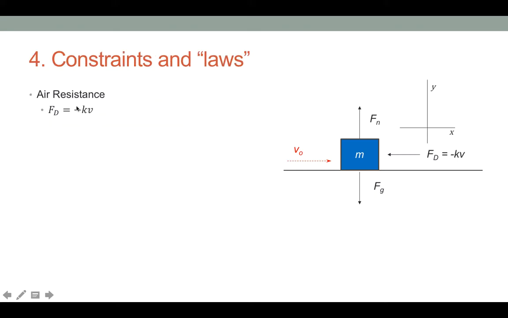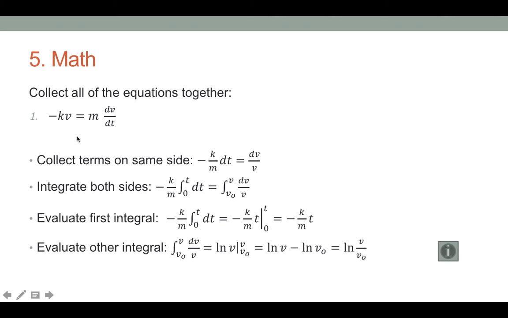Now, the law we're going to use is Stokes' law, that the drag force is minus k times the velocity. And we can collect that together, so we have the force minus kv equals mass times acceleration, and acceleration is a derivative. Now we have a differential equation because the acceleration will depend on the velocity, or the derivative of a function will depend on the value of the function, and that is a differential equation. We're going to solve this differential equation by just collecting terms together, so we have all the velocities on one side.